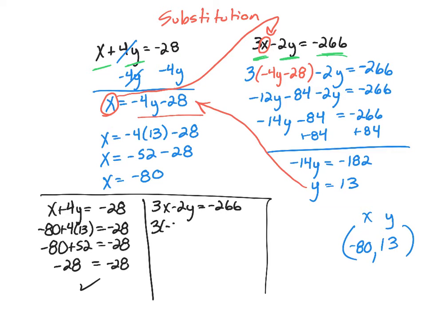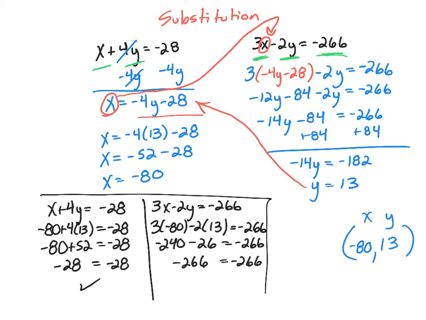Then the second one, I'm going to do the same exact thing. X is equal to negative 80. Y is equal to 13. 3 times negative 80 is negative 240. Negative 2 times 13 is negative 26. And that's equal to negative 266, or negative 266 is equal to negative 266. So I know my ordered pair, negative 80, 13 is correct.